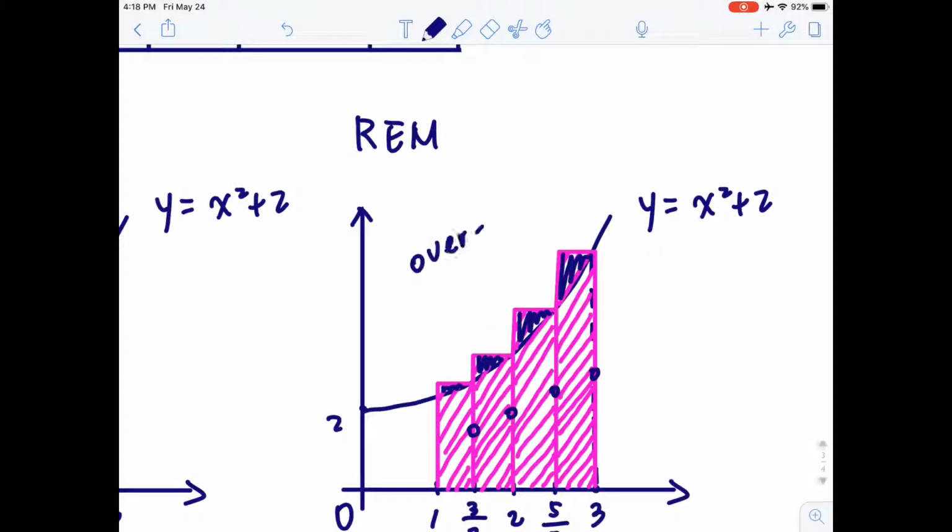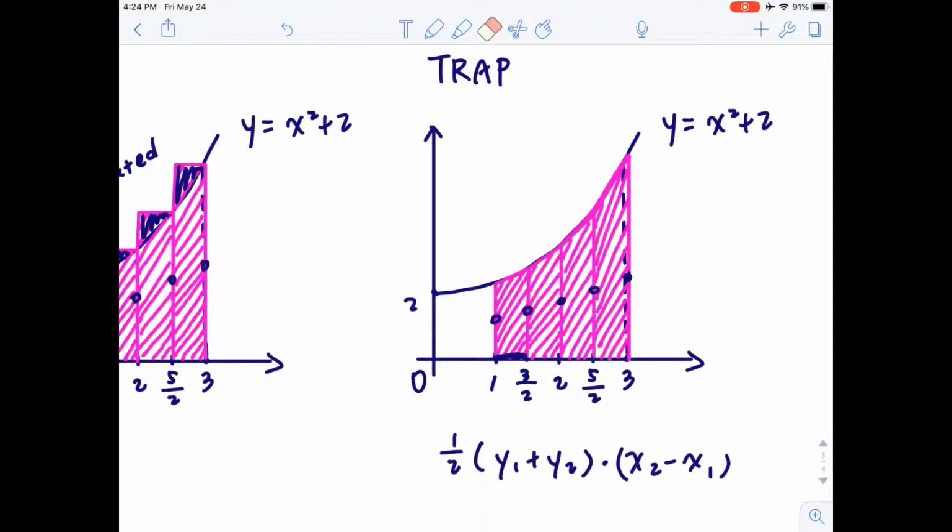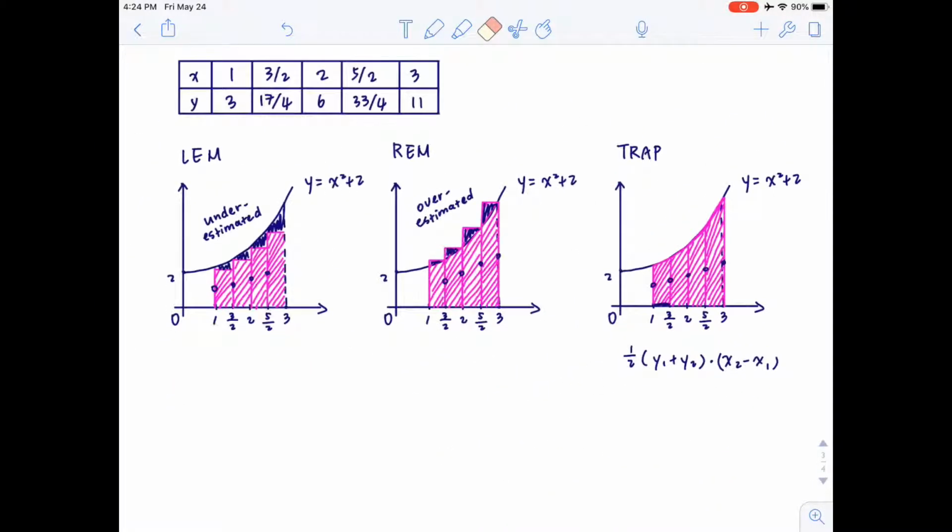Lastly, when we're asked to use TRAP, the approach is different from LEM and REM, as we're adding up the areas of trapezoids instead of rectangles. So we're using both the y value on the left and the y value on the right, and we're multiplying the sum of them with the difference between two adjacent x values, and again multiply by 1/2. And here we have the area of one trapezoid.